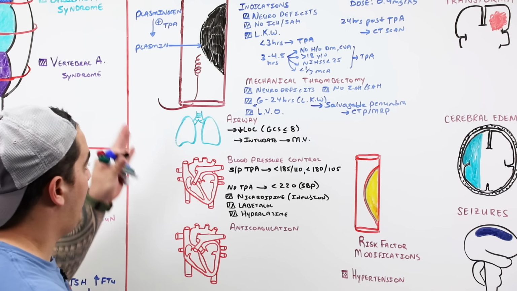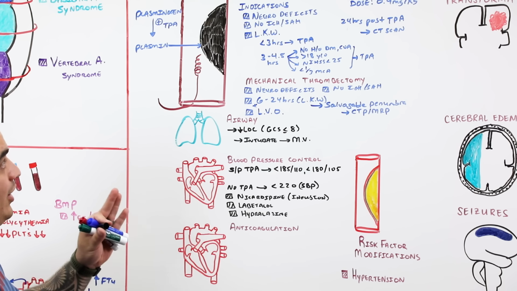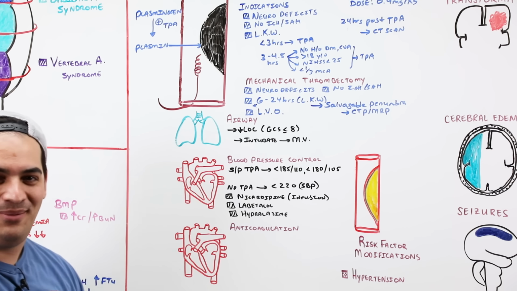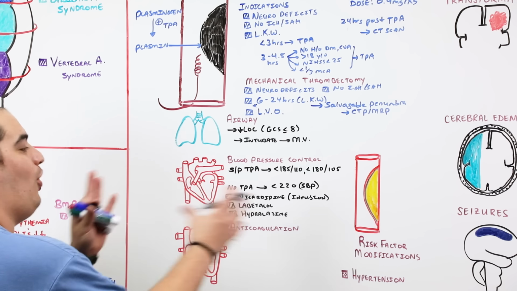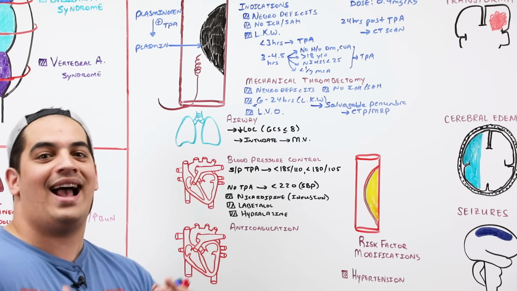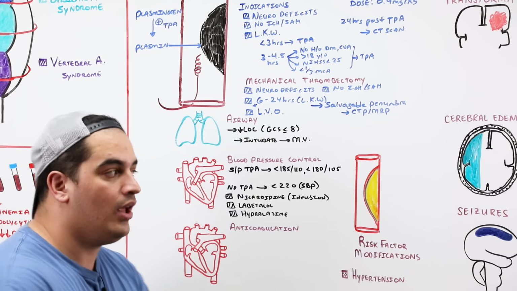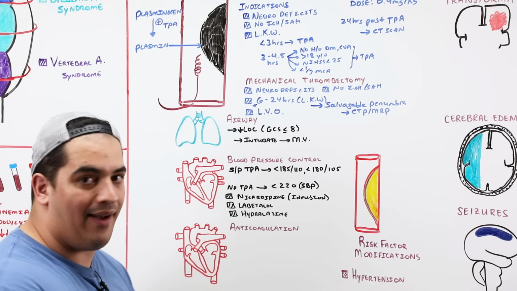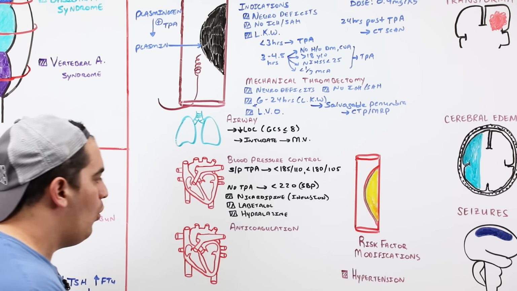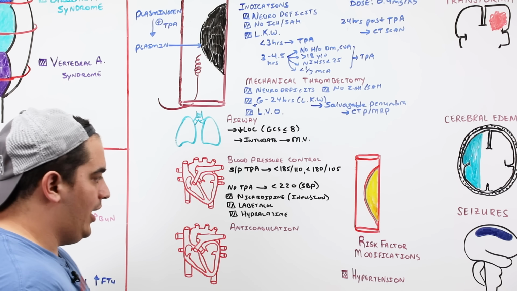So we got airway, breathing and circulation, we gave them the emergent TPA or mechanical thrombectomy. All the other stuff now is not as significant in the acute scenario. It's things to prevent and help afterwards. Okay, what's the next thing? Anticoagulation.